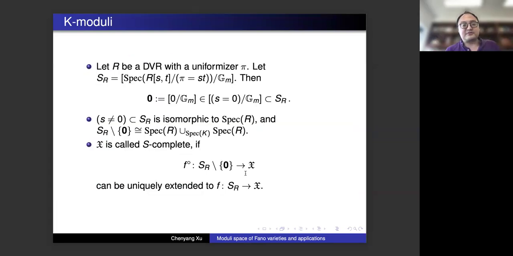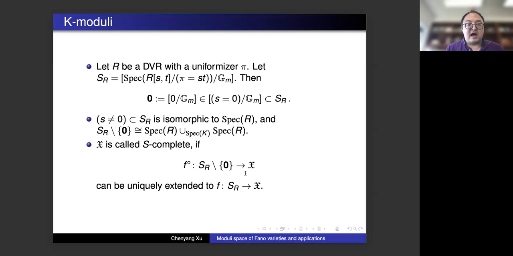So let me describe what S-completeness is. Now I start with a DVR R with a uniformizer π. I look at the stack, the R-S-T with locus π equal to ST, modulo the action by G_m, such that the weight on S is 1 and on T is -1. So it's a G_m action.